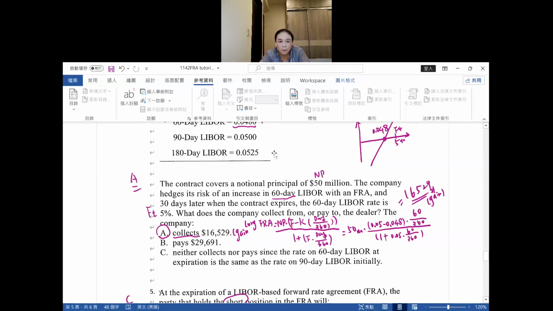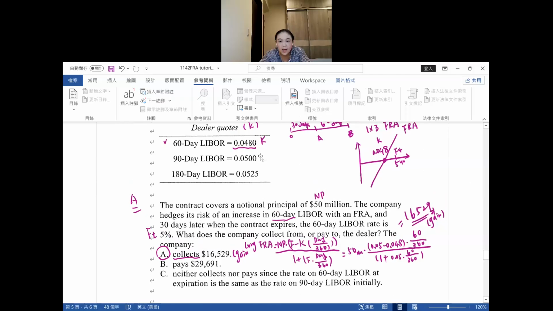So the contract covers notional principal 50 million, that's your NP. Company has a risk against 60 days LIBOR. So we are taking the 60 days quotation in that case, okay, which is 0.048%. And the 30-day later contract expires, 60-day LIBOR is 5%. So that's the quotation for the market interest rate 5%. Company collects or pays from the dealer. So remember, yeah, you have a long FRA.